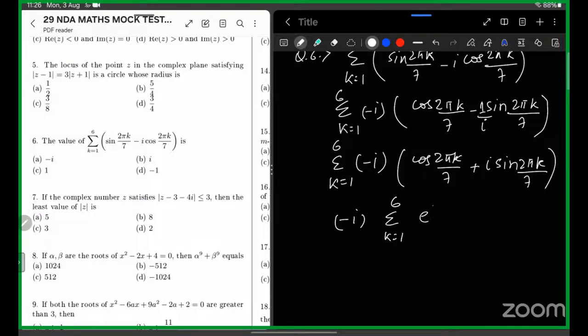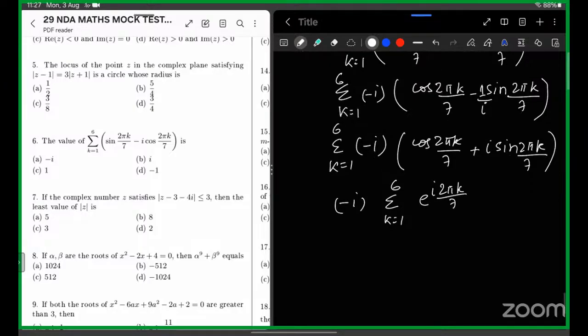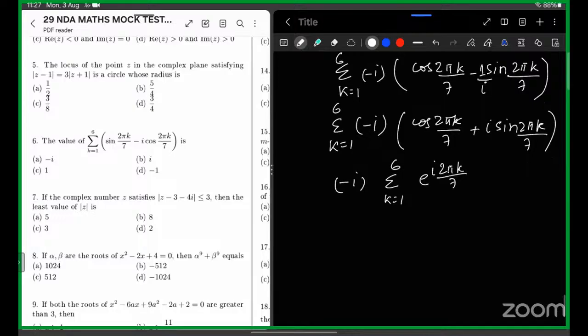Then e raised to power iota 2 pi k upon 7. Upon 7, 7 means this is seventh root of unity. Sum of the seventh roots of unity. How are you going to calculate it? Okay, fine. 2 pi by 7 means it is seventh root of unity. If it would have been cube root of unity, we would have divided 2 pi by 3. Okay, right. Fine. So for sum of seventh root of unity, how can we calculate its value?